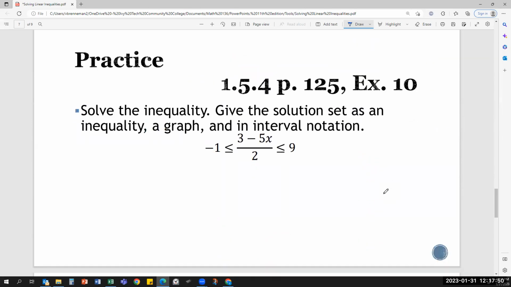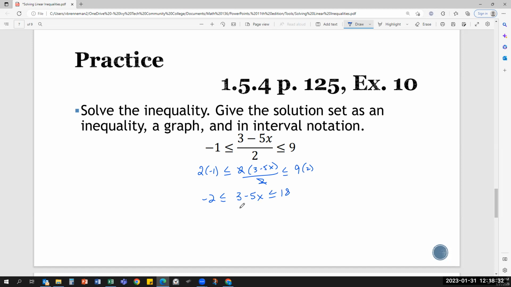All right, next example, we now have -1 less than or equal to, and then we have 3 minus 5x, all of that over 2, and then less than or equal to 9. So I have basically that 3 minus 5x grouped being divided by 2, so I'm going to multiply each part here by 2. So you wouldn't have to necessarily write this out, all the multiplication, but we end up then with -2 less than or equal to 3 minus 5x, because those 2's canceled, less than or equal to 18.